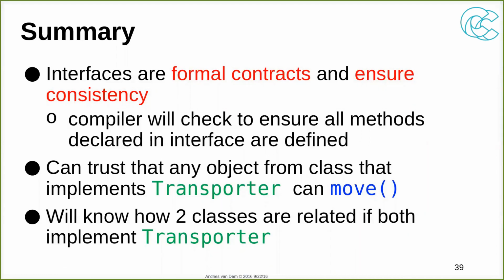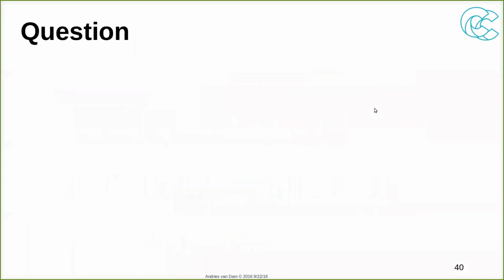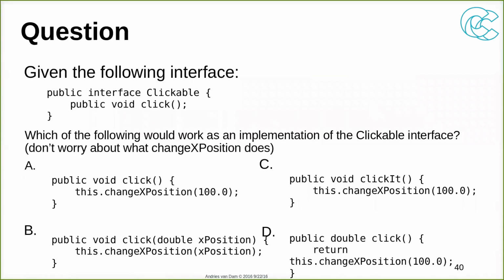And the last one is, if more than one class is implementing the interface, then there is a relationship between these classes, and the relationship is the interface itself. For example, in this case, both of them can move. That's the commonality between these two classes. Those are the advantages of interfaces. In the next topic, we'll also see one more advantage, which is polymorphism. Are there any questions so far?